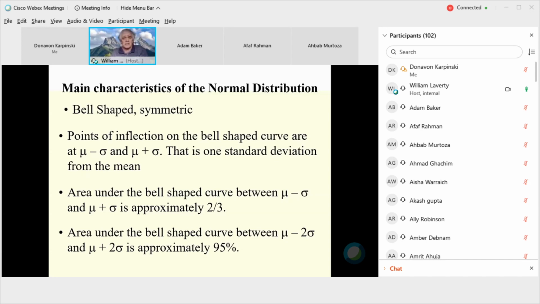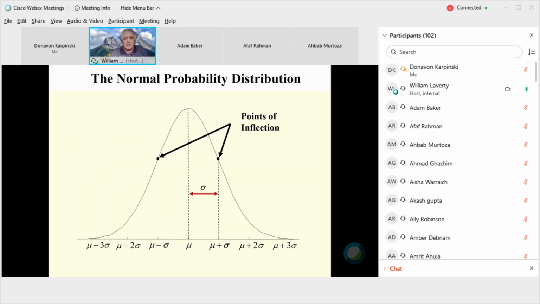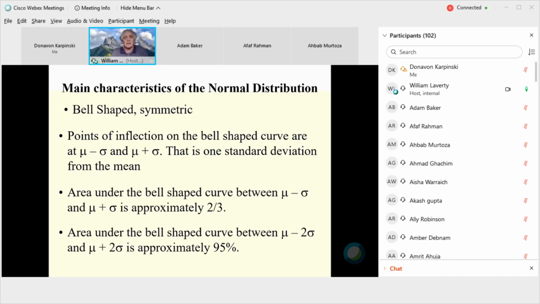This is one standard deviation from the mean. The area under the bell-shaped curve between those two points, mu minus sigma and mu plus sigma, is about 2/3. The area under the curve from mu minus 2 sigma to mu plus 2 sigma is about 95%. It's close to 100% between mu minus 3 sigma and mu plus 3 sigma.